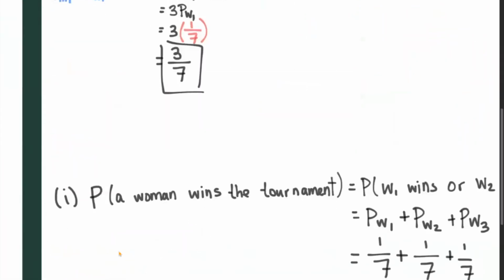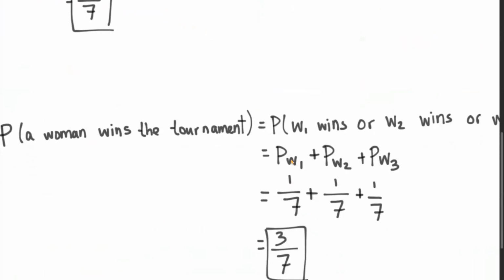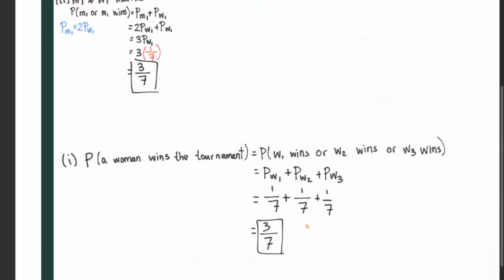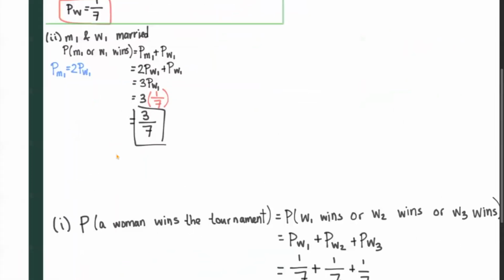So to go back down here, PW1 equals 1 over 7, PW2 equals 1 over 7, and PW3 equals 1 over 7. So we can add those together and we get 3 over 7.